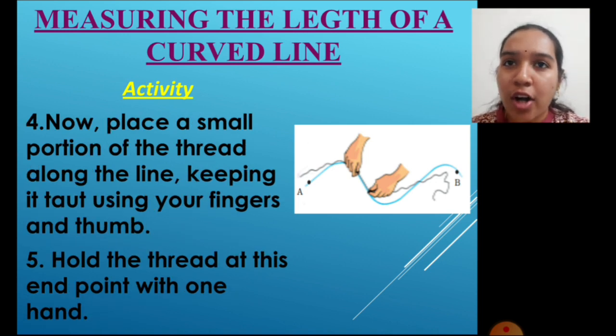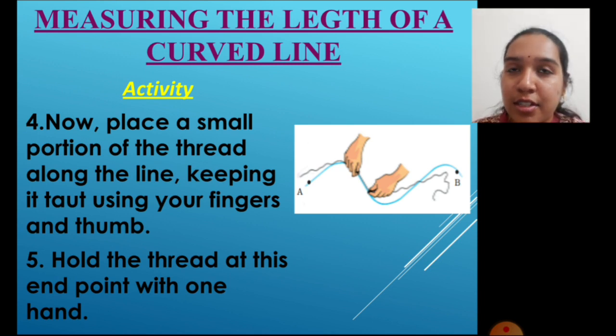Now fix the knot end of the thread at point A and place a small portion of the thread along the curved line exactly through its way. You should not disturb from its way. You should place a small portion of the thread along the curved line exactly through its way using your fingers promptly to give a firm extent of thread on the curved line. Every time, hold the thread at the end point you have measured with one hand and proceed the same until you reach point B.